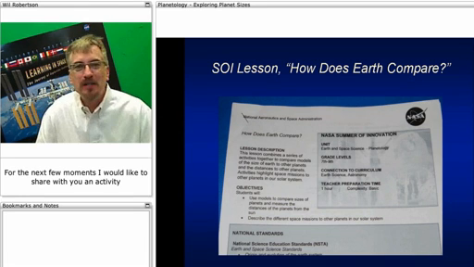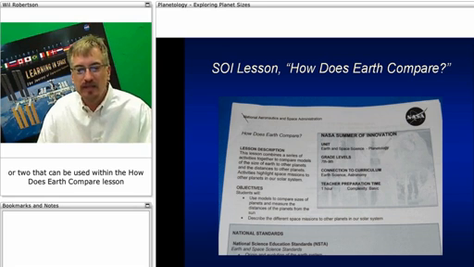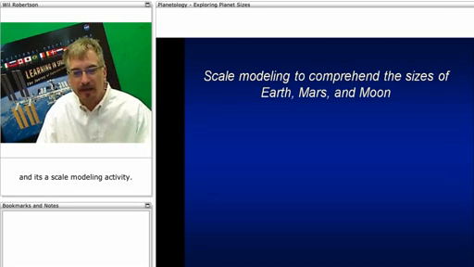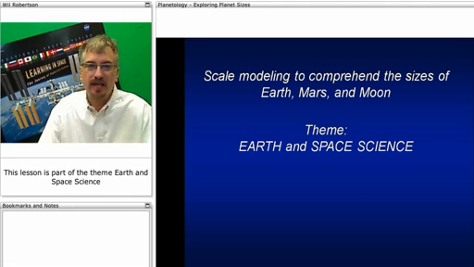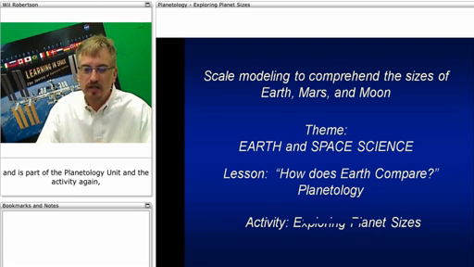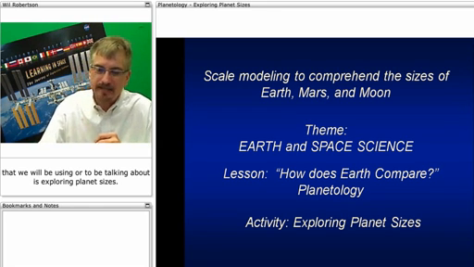For the next few moments I would like to share with you an activity or two that can be used within the How Does Earth Compare lesson, and it's a scale modeling activity. This lesson is part of the theme Earth and Space Science, and is part of the planetology unit. The activity we will be talking about is exploring planet sizes.